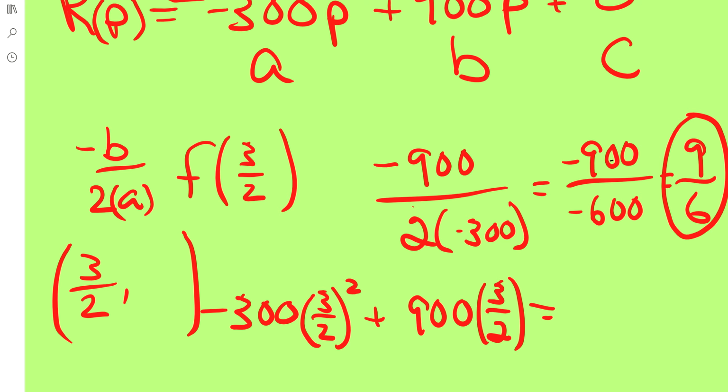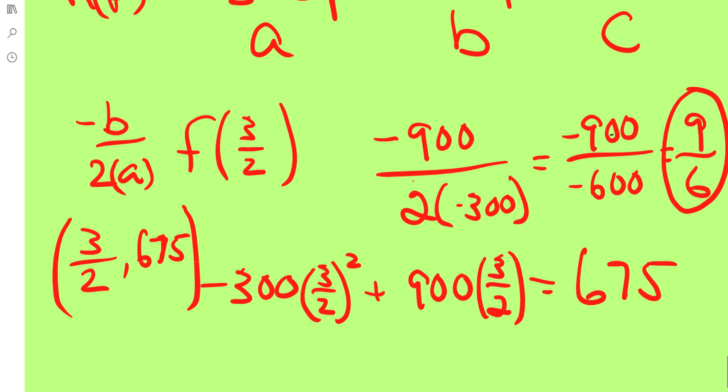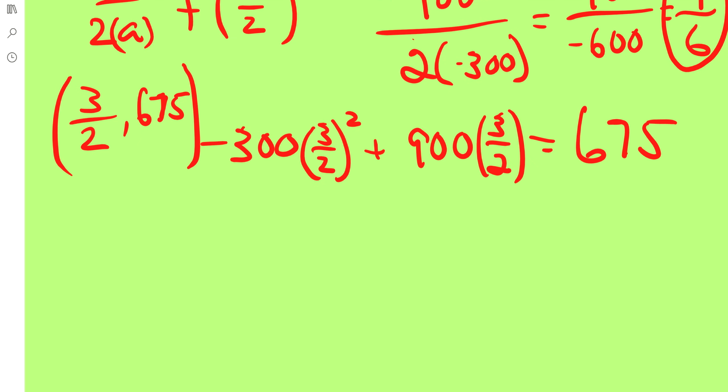Plus 900 times 3/2 is. And I use my calculator, plug it in, and I get 675. So that's my y of 675. That means the sketch pad price at 3/2, I want to call that $1.50, will generate $675.